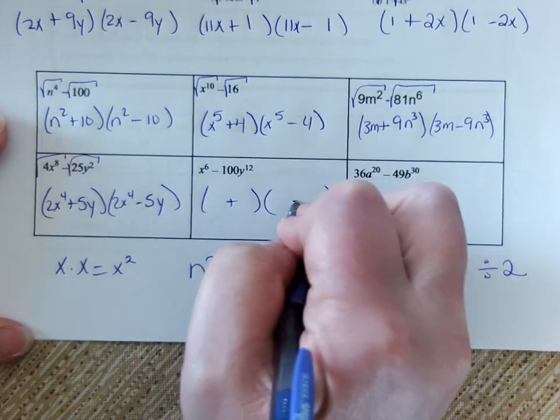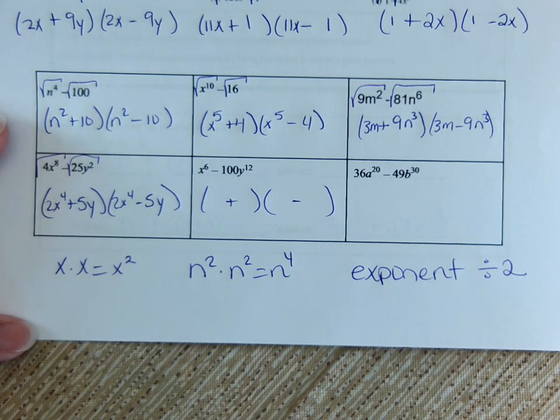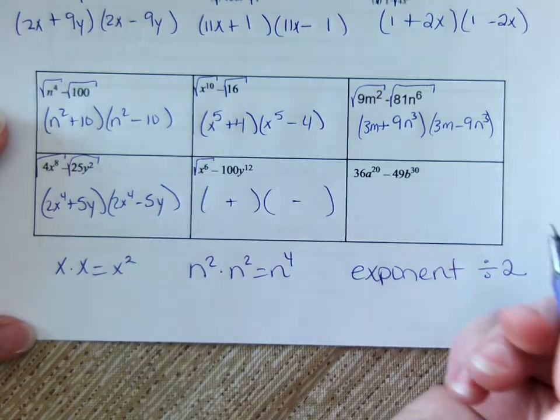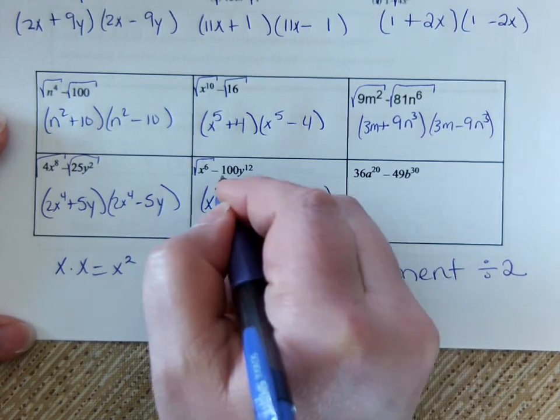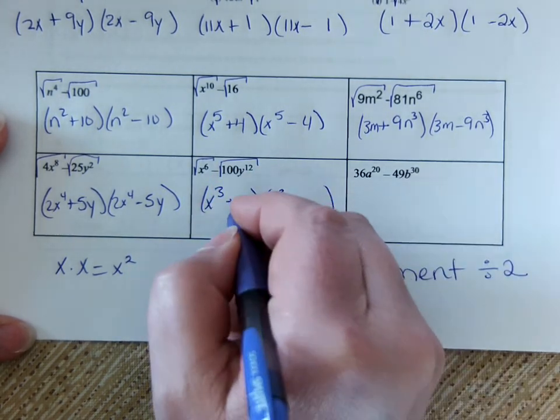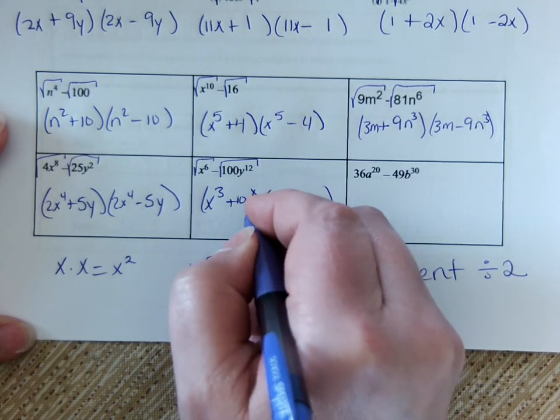All right, now we have x to the 6th minus 100y to the 12th. So when we square root, we divide our exponents by 2, so that's x to the 3rd. Square root of 100 is 10, and then 12 divided by 2 is 6, so 10y to the 6th.